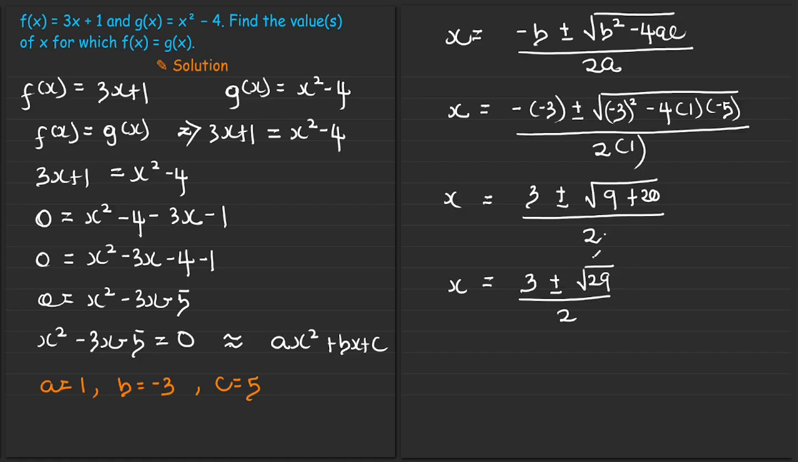Now we can take that of the positive and that of the negative all together. So our x has two values. The first one being positive, then the second one being what? Negative.